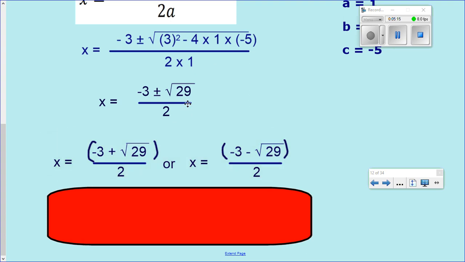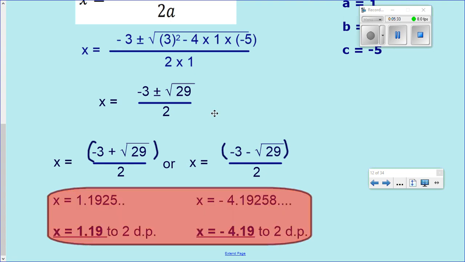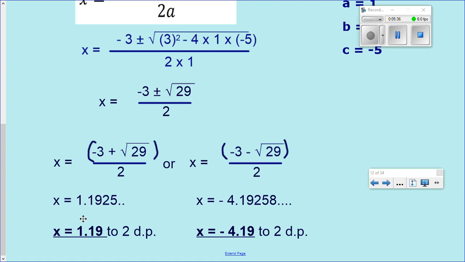Now, I've attempted very poorly to put in brackets on the top line. So what I want you to put in your calculators is a bracket, minus 3 plus root 29, close your bracket, all divided by 2. And then minus 3 minus root 29, all in a bracket, all divided by 2, so that we get the order of operations correct. Now we should get equals 1.1925, and notice I've got dot, dot, dot. You have to show your unrounded answer before we can round it to 2 decimal places for both. If you do not show your unrounded answer, you're actually going to lose a mark.